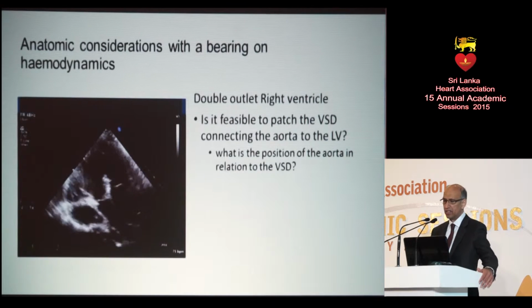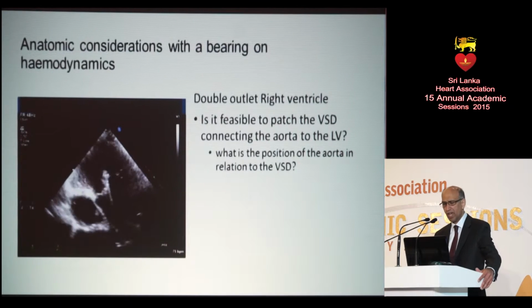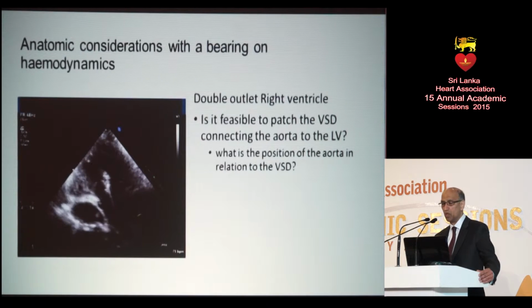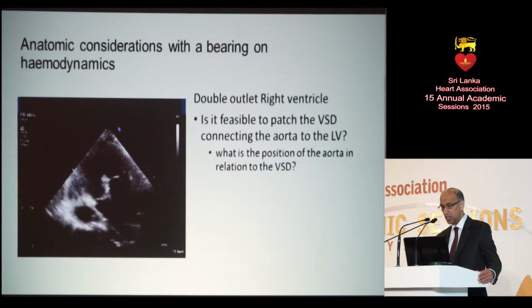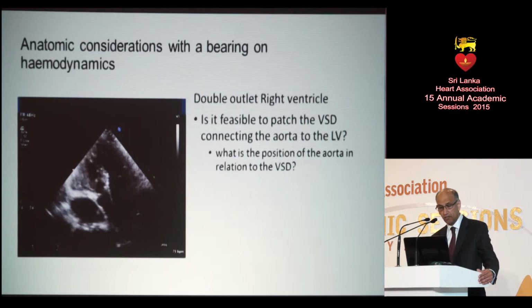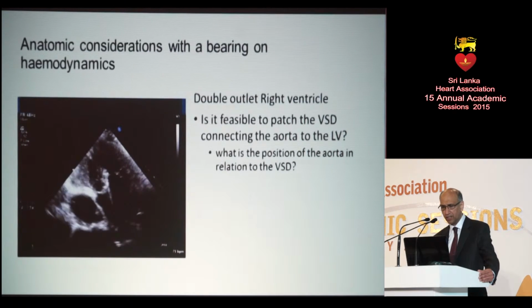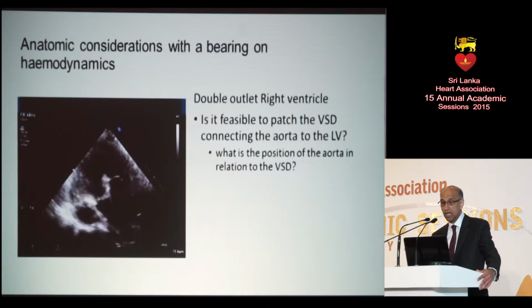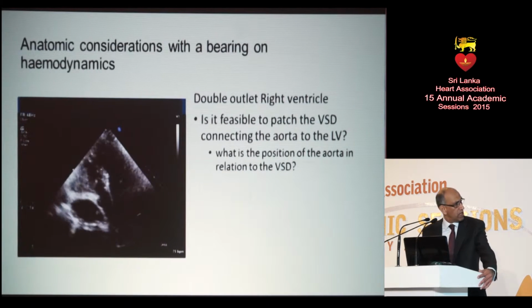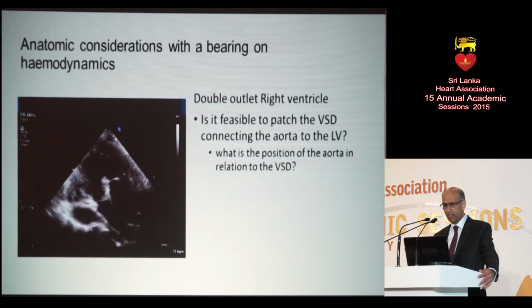It's a double outlet. In considering the hemodynamics after surgery, we would want to know where the aorta is in relation to the ventricular septal defect. This is a modified long axis view, and the anterior vessel in this case is the pulmonary artery. The aorta is the posterior vessel, and therefore is closer to the ventricular septal defect.